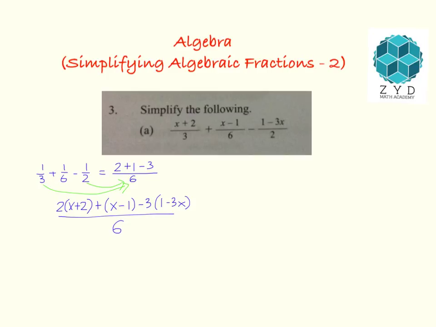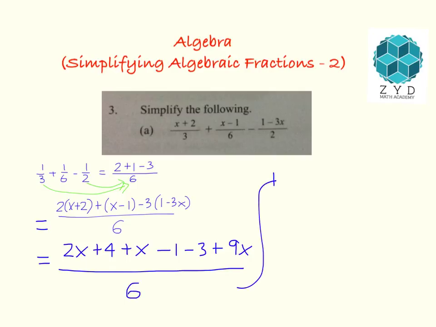Okay, from the previous slide we have this, this is where we stopped. So evaluating the numerator, you will get 2x plus 4 plus x minus 1 minus 3 plus 9x over 6. So I'm going to continue here. Let's add up all my x: 2x plus x plus 9x. 3x plus 9x is 12x. So I will have 12x. As for the numbers, 4 minus 1 is 3, 3 minus 3 is 0, so I'm done. I've got no more numbers, so it becomes 12x over 6. And I know my 12 and 6 have a common factor. I cancel them, I have a 2, so my final answer is 2x.